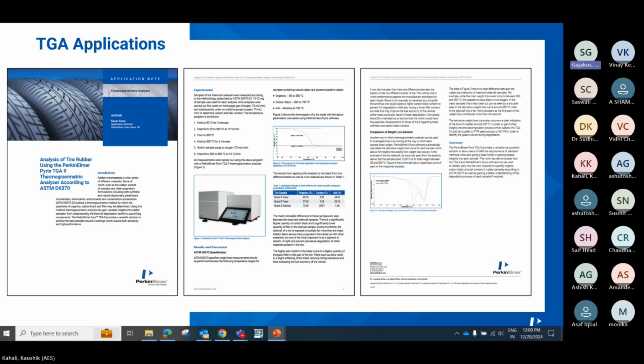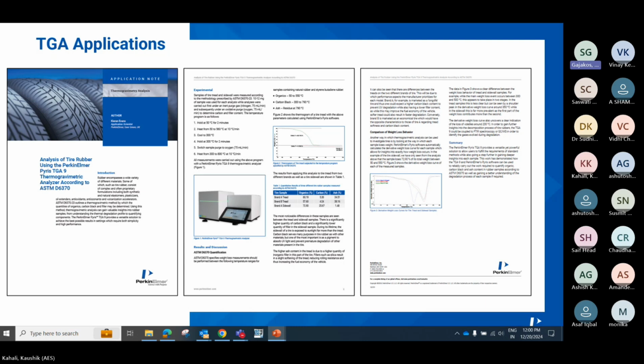But when we analyze the sidewall of the tire, it shows that from 300 degrees centigrade we are getting two peaks in the derivative of the thermal weight loss curve. One starts early, from 300 degrees centigrade, and the other is similar to what we get from the tread, which is for the organic or the polymer. Whatever we get here is again the carbon black also.